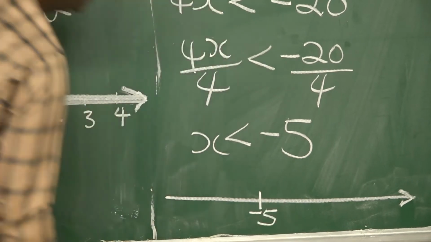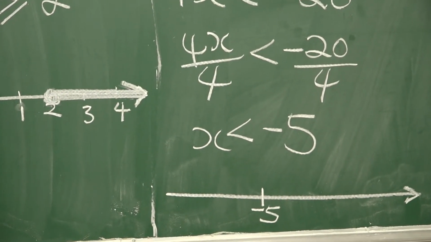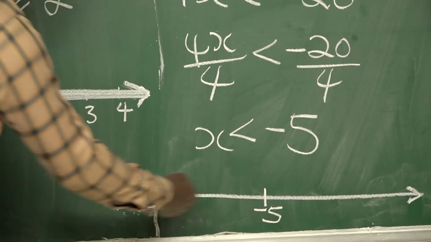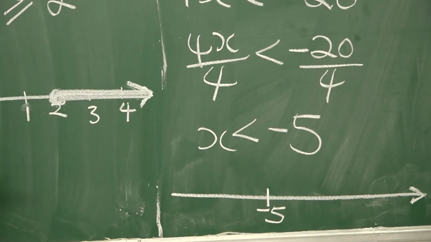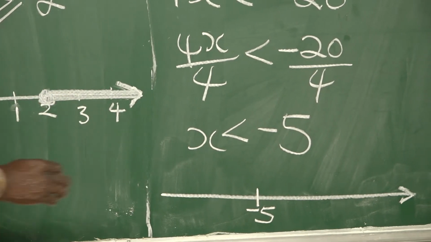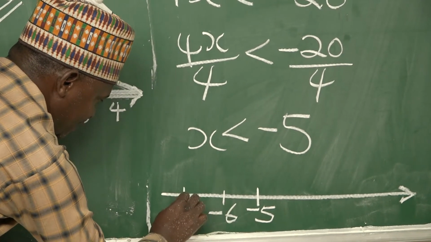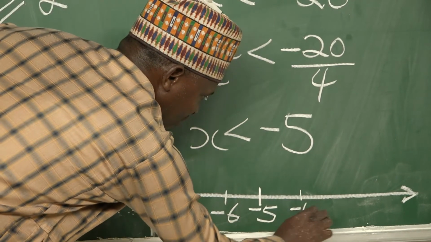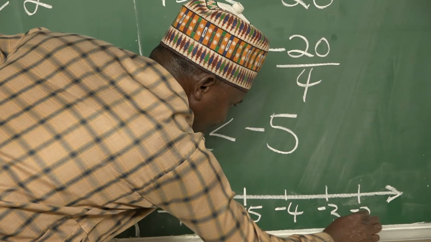Minus 5 must be on the number line, and other numbers less than minus 5. Remember, we said when you move to the left, the numbers are decreasing. So after minus 5, we have minus 6, minus 7, while here you have minus 4, minus 3, minus 2.